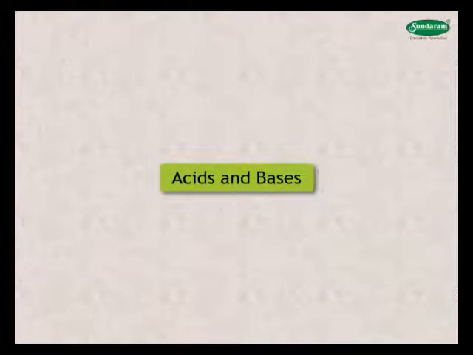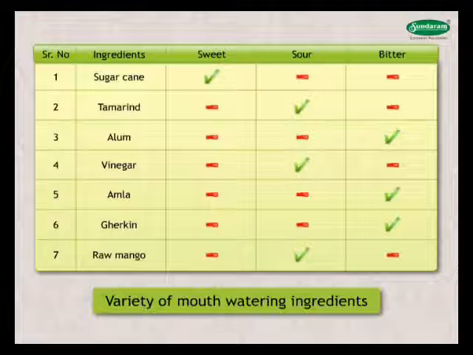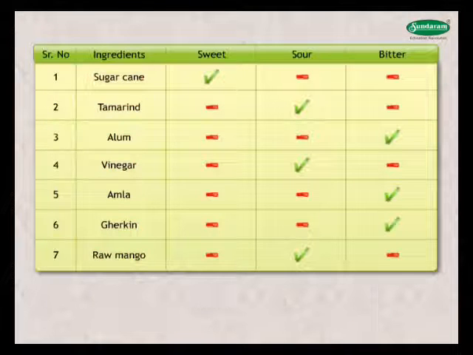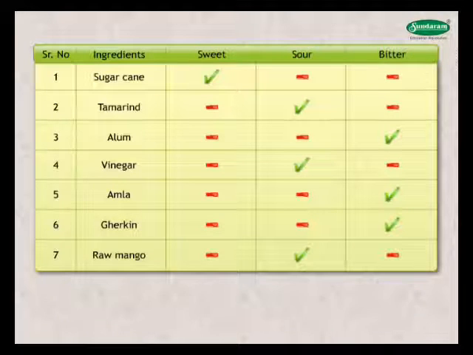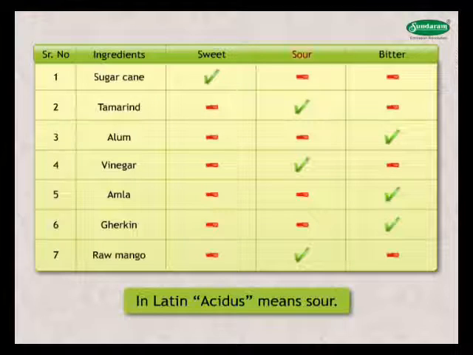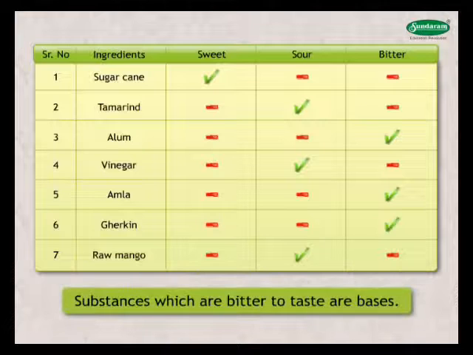Acids and bases. Dear students, you must have enjoyed a variety of mouth-watering ingredients to relish your taste buds since your childhood. Recall the taste of some more ingredients given in the table. Table alongside shows the taste of some items found in your kitchen. In Latin, acidus means sour. Substances which are sour to taste have acidic ingredients and their solutions are acids. Substances which are bitter to taste are bases.